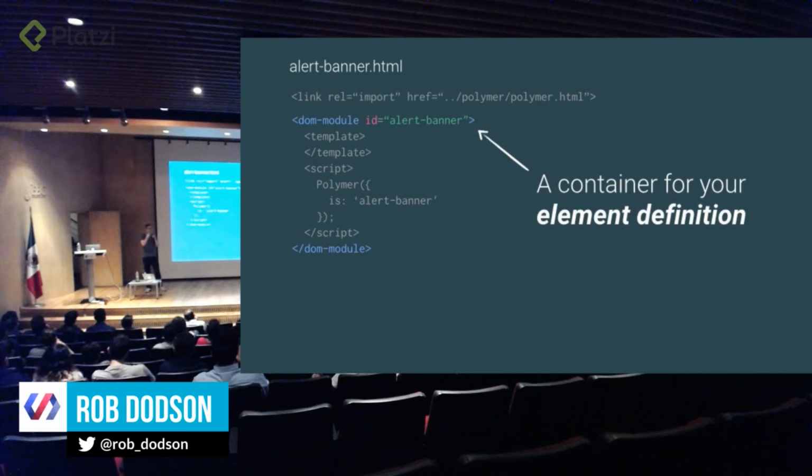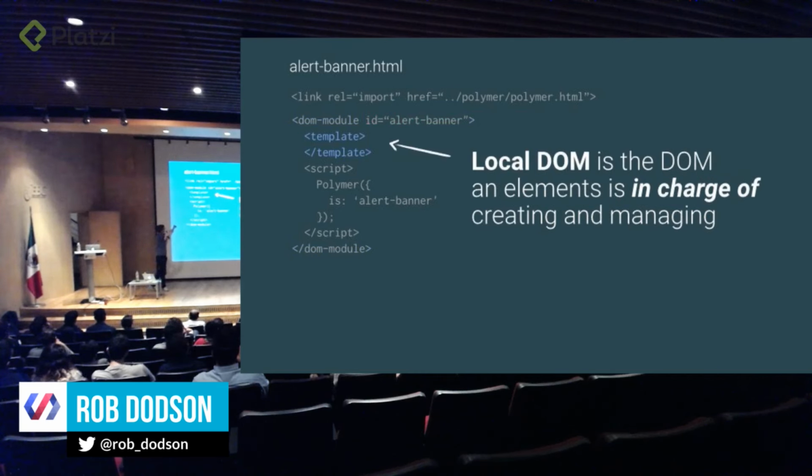This just helps Polymer find your code before it stamps it out to the page. And I'm going to make sure to give my DOM module an ID that matches my tag name. So the ID of my DOM module is alert banner. And that's just so Polymer can look it up later when it needs to. And then, as Diego talked about, we're going to use a template inside of here. And the content that you place in that template, that's what's going to render on screen when someone uses your component. And in Polymer, we refer to this as local DOM. It's all the DOM that your element is in charge of managing and creating.